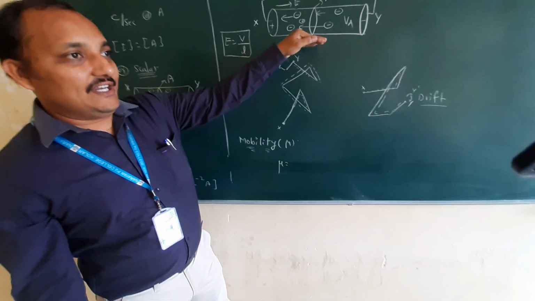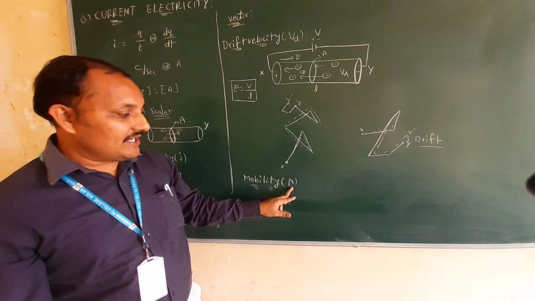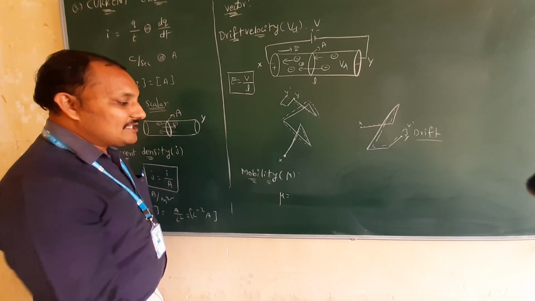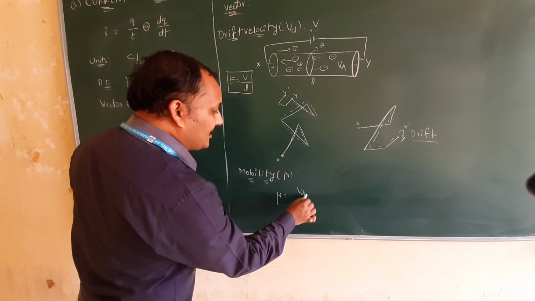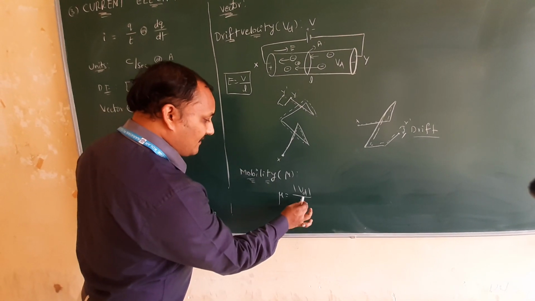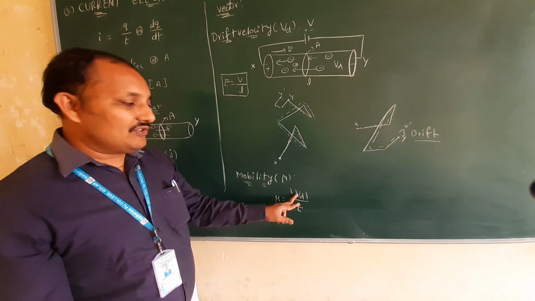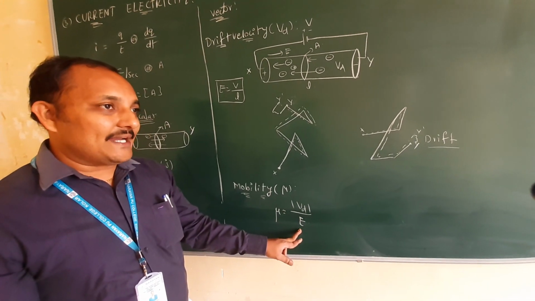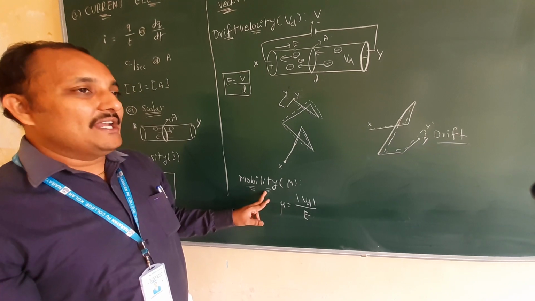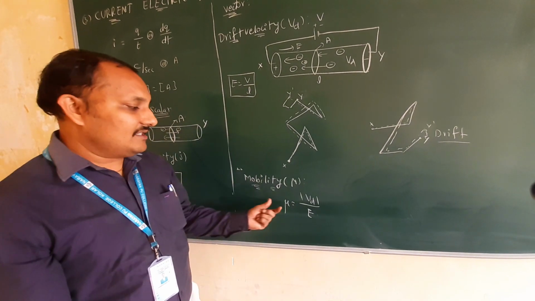Now we are going to define mobility. What is mobility? It is denoted by mu. Mobility means the magnitude of drift velocity per unit applied electric field. The magnitude of drift velocity per unit applied electric field is called mobility. Very, very important for a 1 mark question. All these definitions are 1 mark questions.